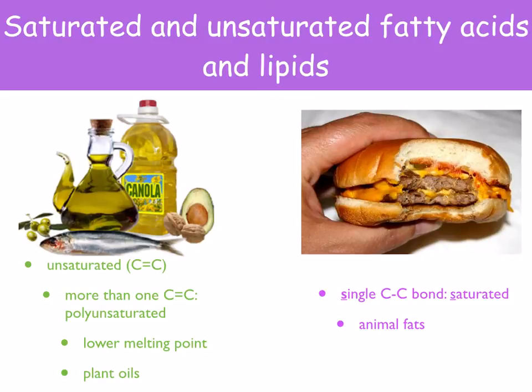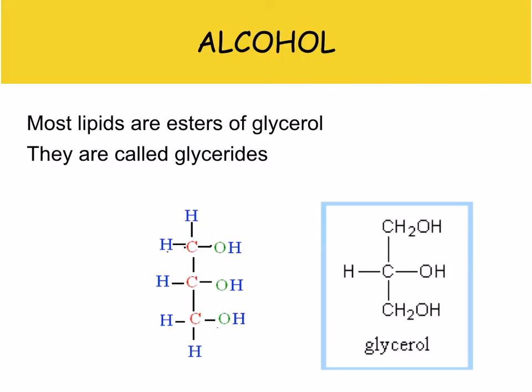We're now going to move on to the different groups that you find in a triglyceride, the glycerol. So most lipids are esters of glycerol. They're called glycerides. So here you can see glycerol. Glycerol's got 3 carbons with an OH group attached to each.